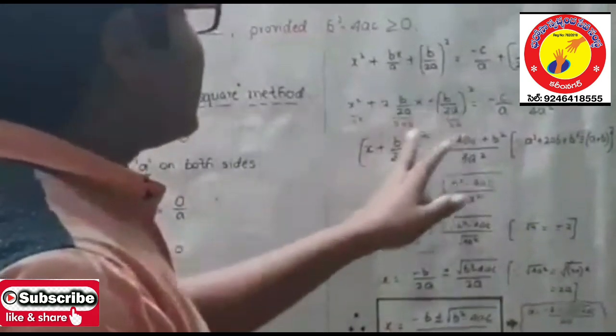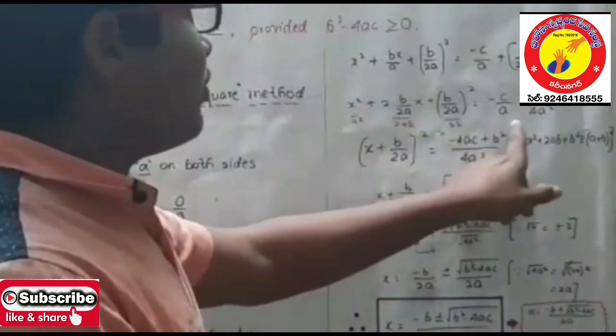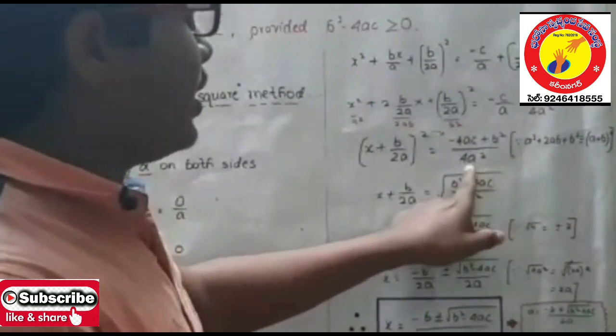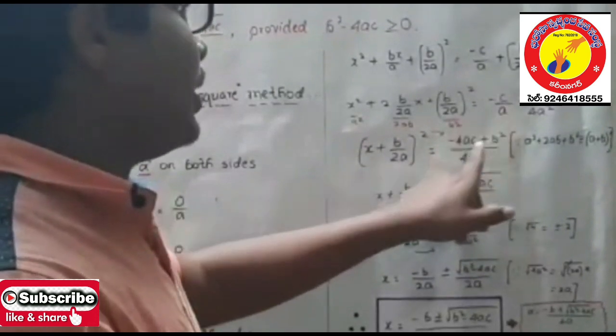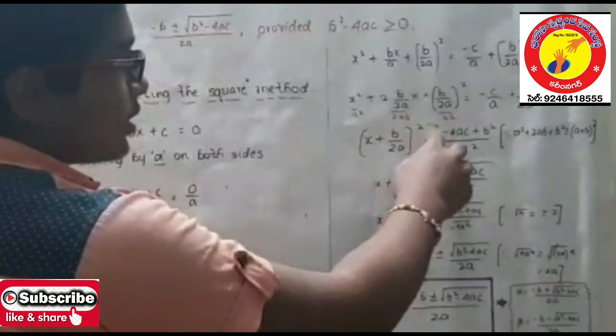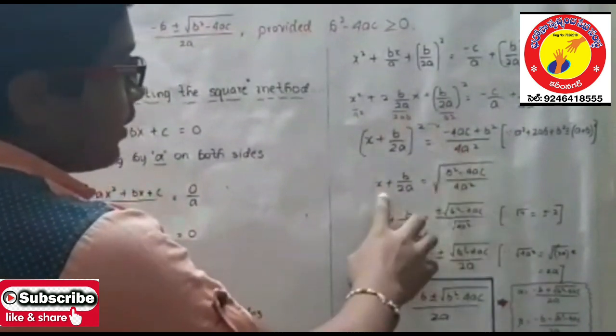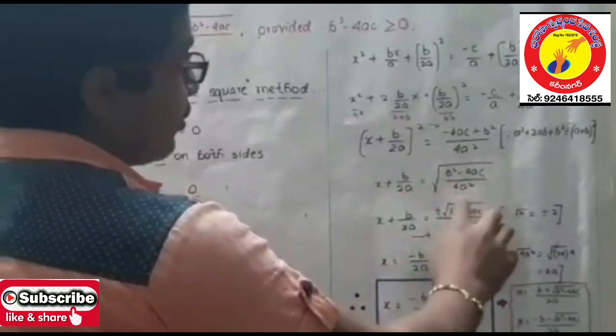Now we can write this as x plus b by 2a whole square, that is equal to, if we take the LCM we will get 4a square, and the remaining is 4a, so if we multiply 4a with the numerator we will get minus 4ac plus b square. So I am sending the square to that side, it will become a square root. Now x plus b by 2a is equal to under root b square minus 4ac by 4a square.